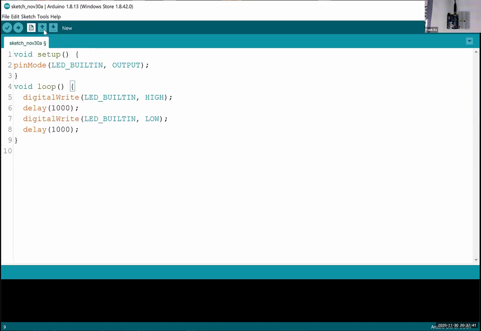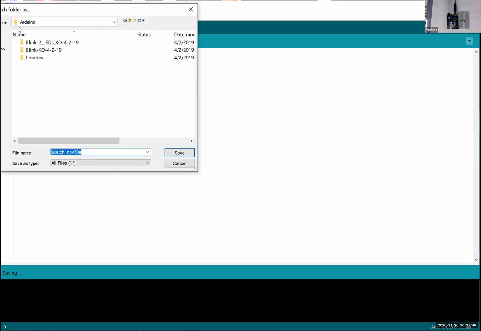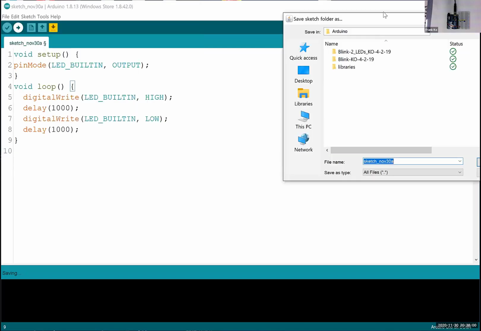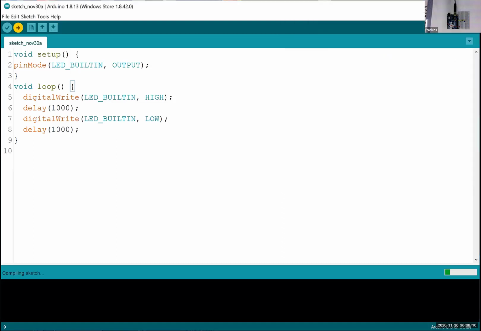Okay, so I'm going to use the upload button, which is the arrow to the right. Save sketch. Find a suitable place to save this. Arduino, sure. Sketch, November 30th. Go ahead, save. It's got a date on here.